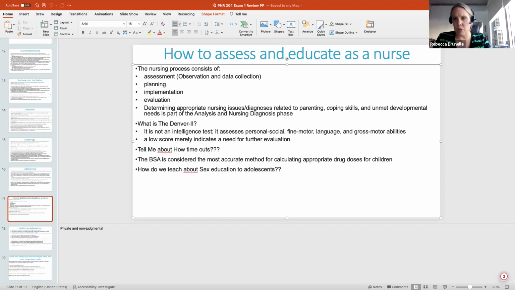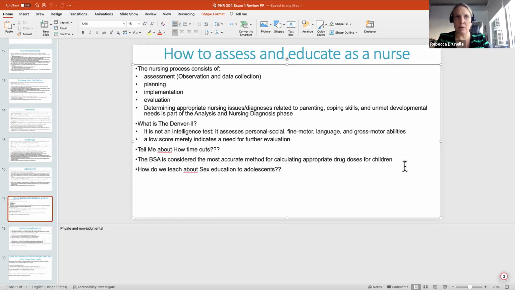So sometimes parents are nervous because they think it's an intelligence test, but it's not an intelligence test. It's going to look at a wide range of skills and milestones at different age groups. And then depending on how they do, you might refer them to physical therapy, or you might check their hearing or check their vision. You might follow up to see if there's something going on that's causing them to score lower on the Denver 2.